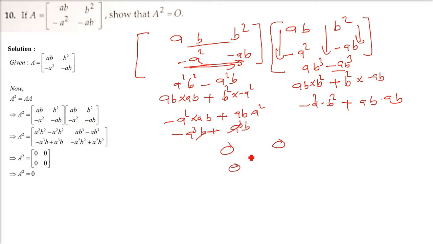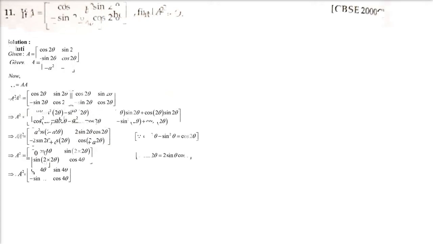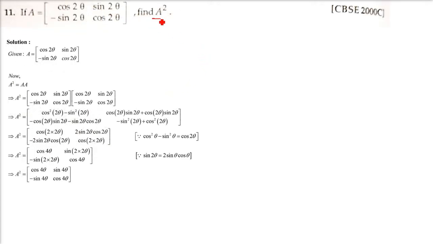This is also 0. Minus A square B square minus A square B square. So this also goes 0. So you get a 0 here. So when you do A cube, whenever it is being said, the final answer has to be multiplied by A again. I'll do A square this again.